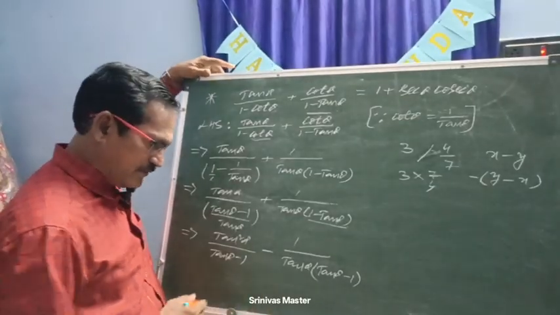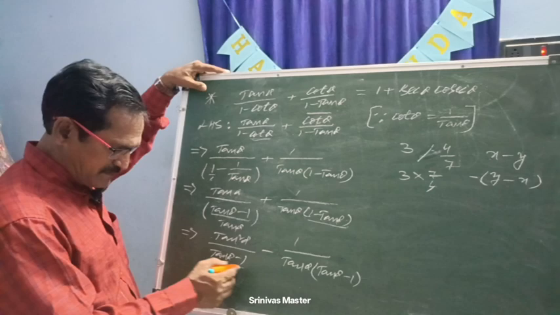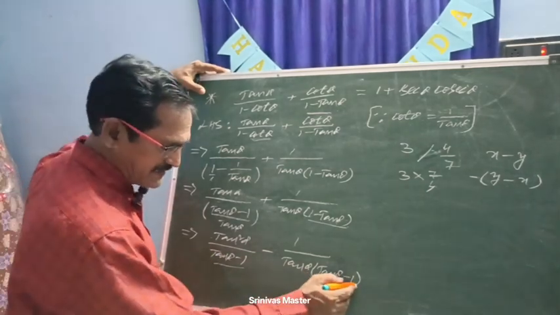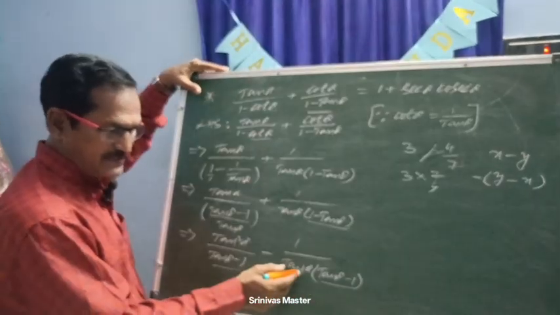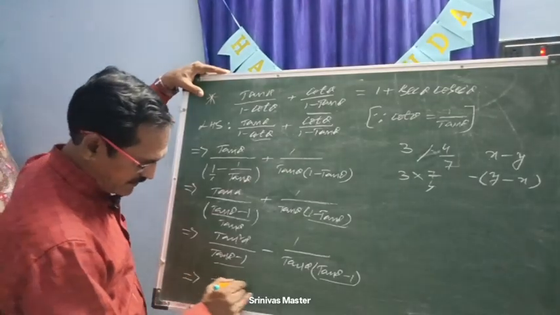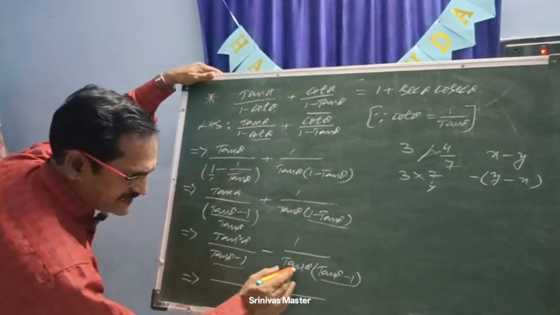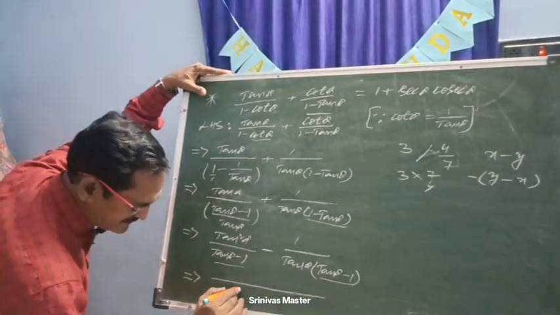You know that. Now you can see LCM for both. Tan theta minus 1 is there, here also tan theta minus 1. Then what is the other term? Tan theta. So the overall LCM, how much children? Tan theta into tan theta minus 1.